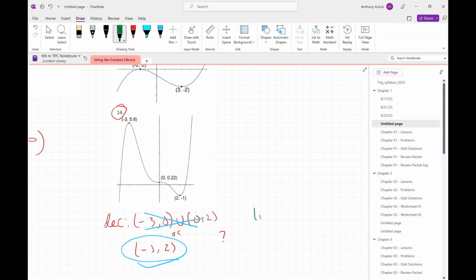And then, Nick, you wanted the intervals. So let's finish that part up. So we have an increasing interval here and another increasing interval there. We got all the decreasing already there.